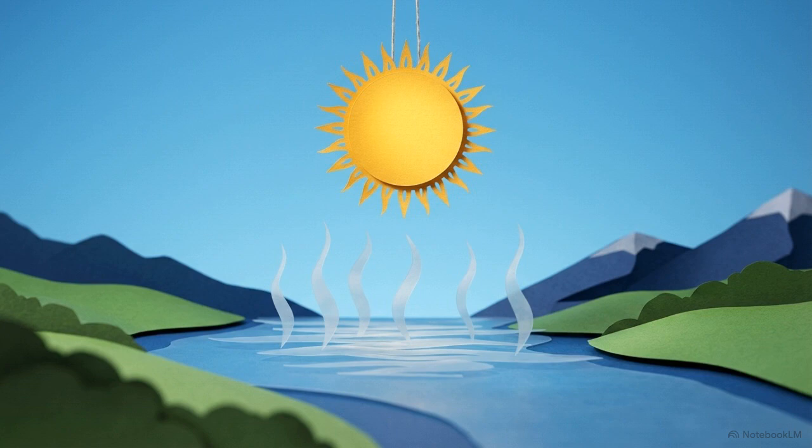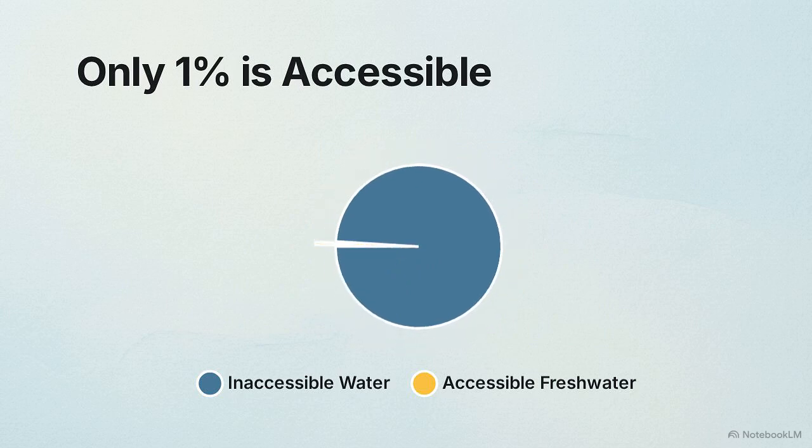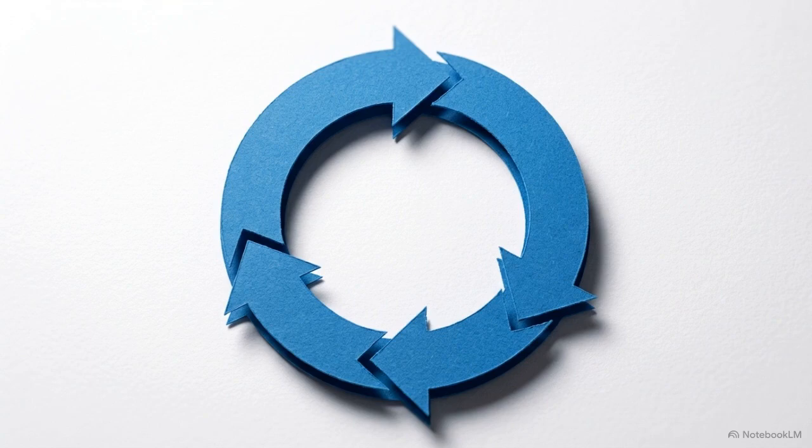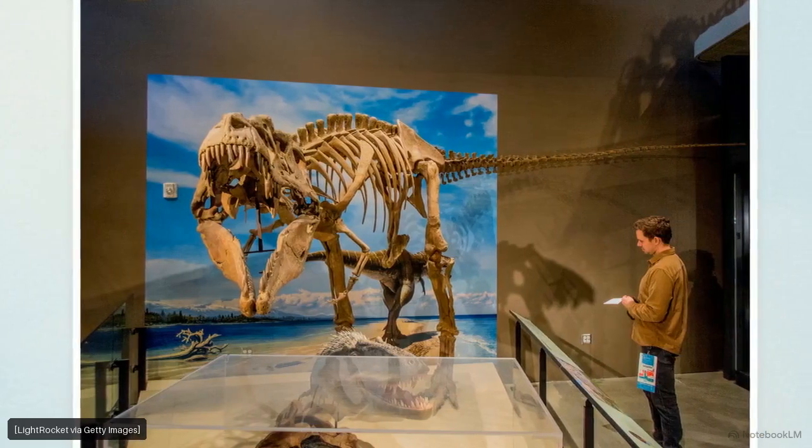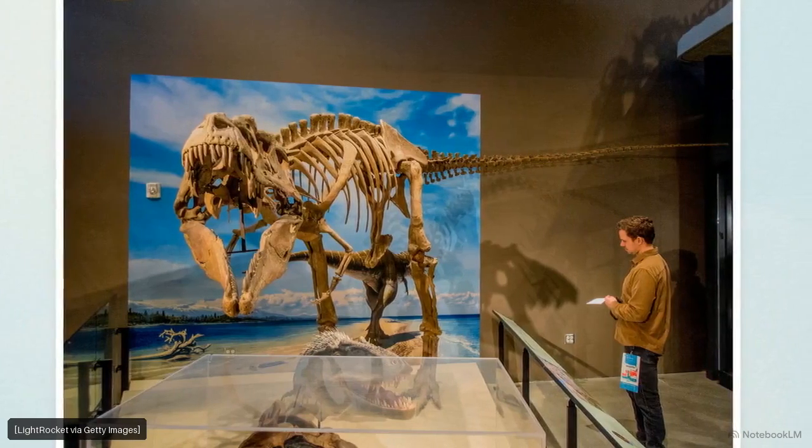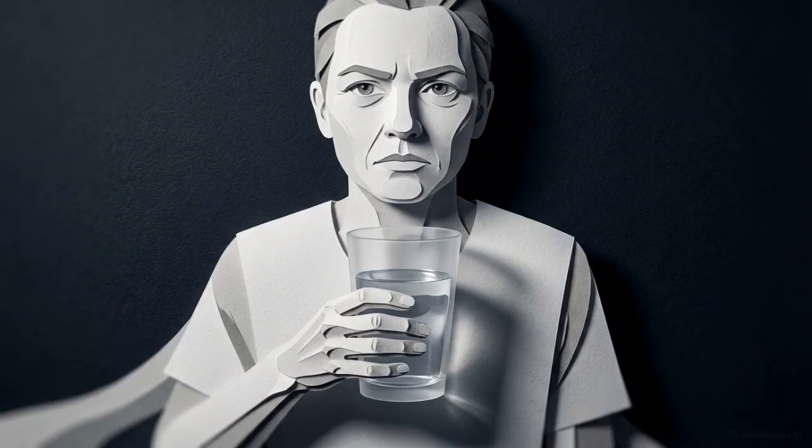Since only 1% of the water on Earth is fresh and accessible for human use, this molecular journey is our only source of replenishment. The water in your glass today is the same water that quenched the thirst of dinosaurs 65 million years ago, making the preservation of this finite, recycled cycle essential to our own survival.